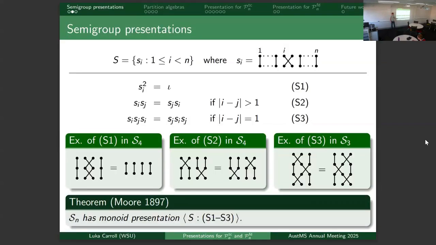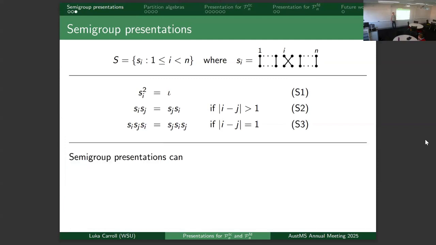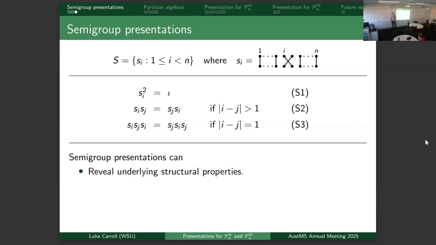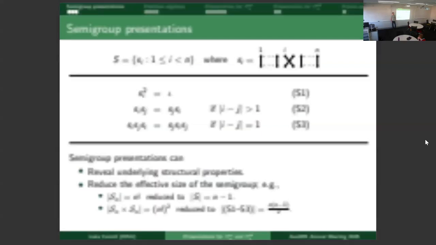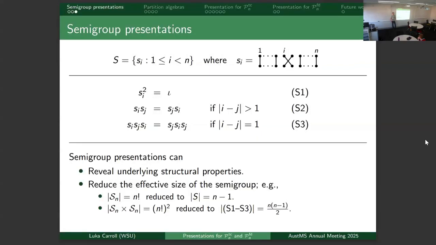You can see from this result that there's been quite a long history in the study of presentations. The reason for that is that they're very useful. In general, when a new semigroup is discovered, one of the first things that you want to do to understand the semigroup is to find presentations. This is because they can reveal some of the underlying structures of the semigroup, but they also reduce the effective size of the semigroup. For example, we reduced Sn from this quite large set to this much smaller set of generators, and in a sense, we've reduced the operation as well from a very large operation to a much smaller operation.